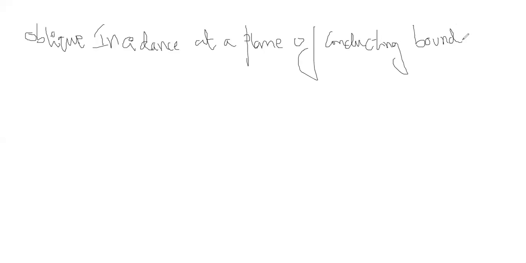Oblique incidence at a plane conducting boundary. Conducting boundary means there is no transmission because eta is equal to 0. We know the transmission coefficient tau is equal to 2 eta 2 by eta 2 plus eta 1. So whatever the incident beam is there in the z direction, fully it is reflected. I'm taking the conducting boundary.